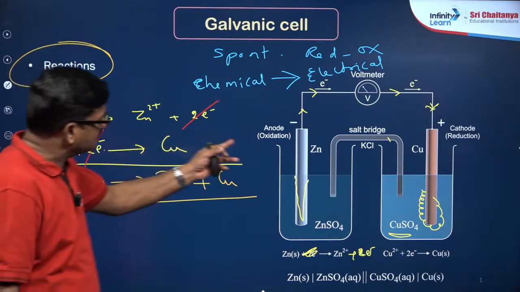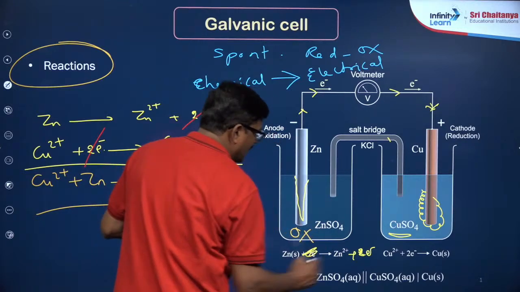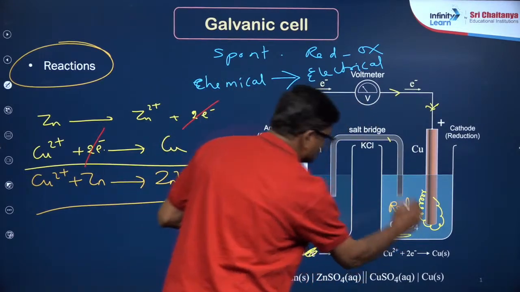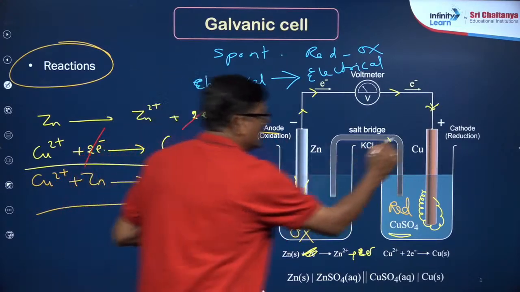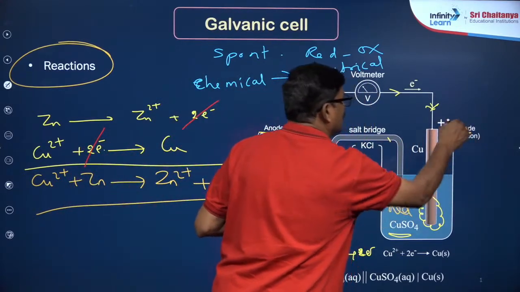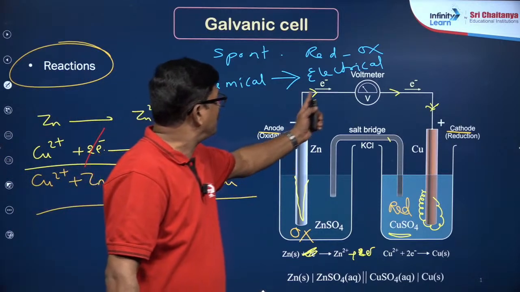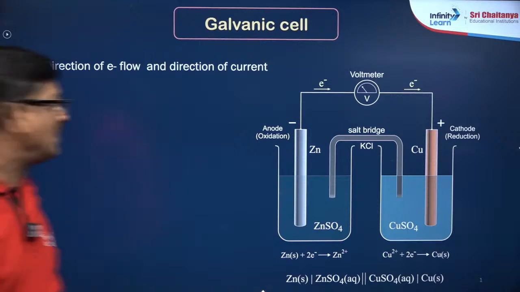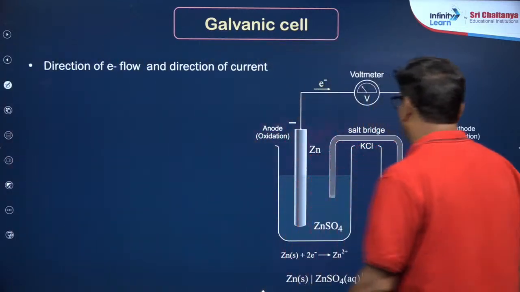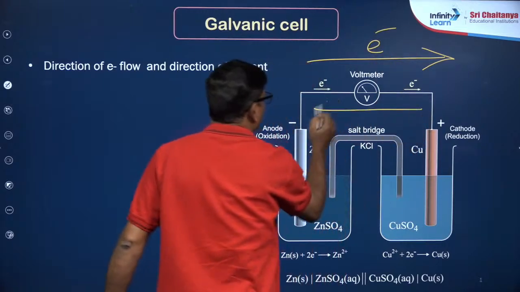So where are the electrons going from and to, beta? Here oxidation is taking place, here reduction is taking place. So where oxidation is taking place, this is called the anode, and this is the cathode where reduction is taking place. Electrons are moving from anode to cathode. That is the direction of electron flow and the direction of current. Electron flow is in this direction and current flow is in this direction.